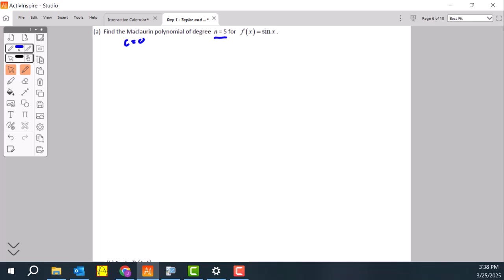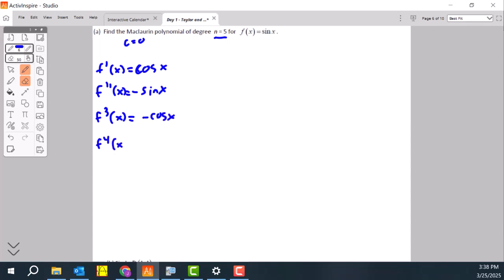So if we want the nth degree, that means the 5th degree, we want 5 derivatives. So let's take 5 derivatives. It's going to be cosine of x, negative sine x, negative cosine x, sine x, and then cosine x. So there's our 5 derivatives. And then we want the value of each of these when you plug in our center, which in this case is 0.